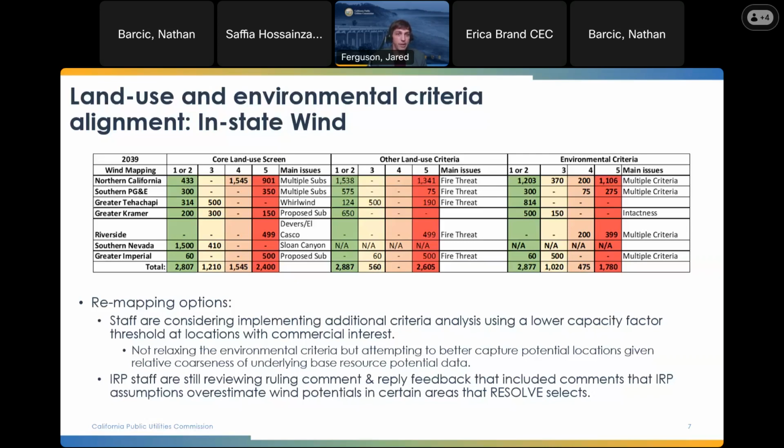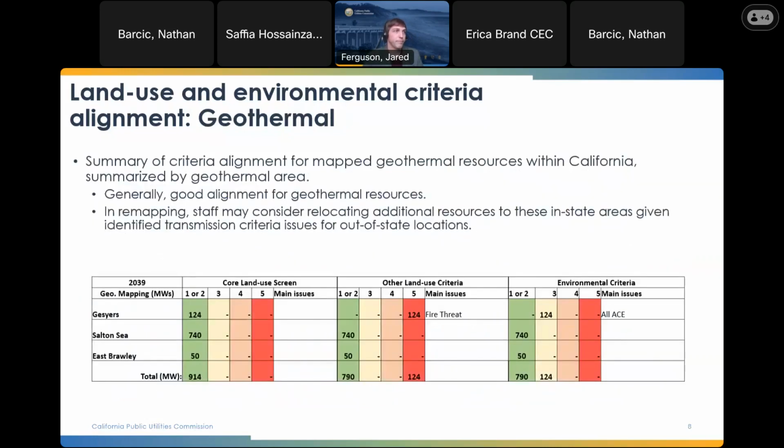And then I'll note again that we are still reviewing and assessing how to implement proposals from the recent ruling comments and replies, and there are some suggestions related to this onshore in-state wind issue that we are seeing here, and so we also are reviewing those comments and recommendations. Next slide.